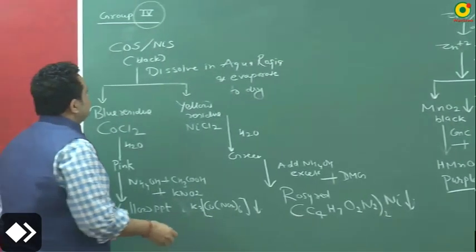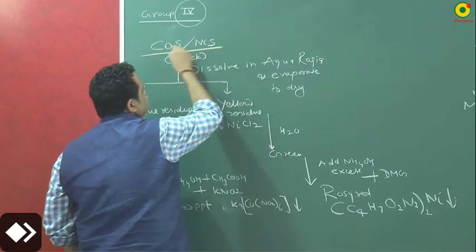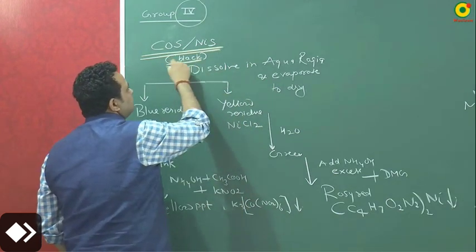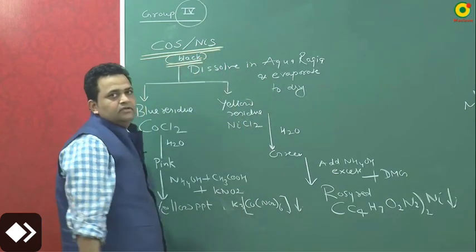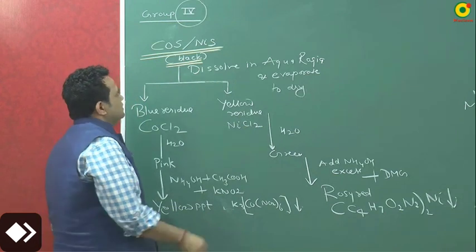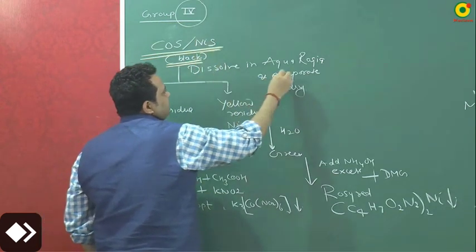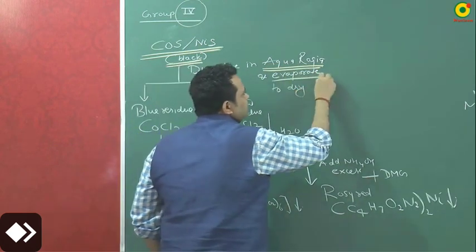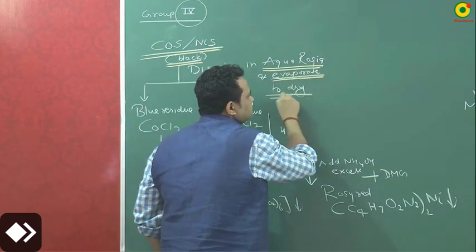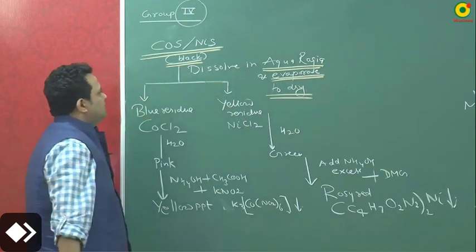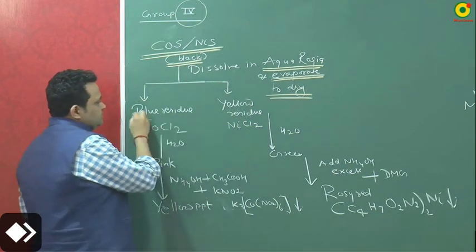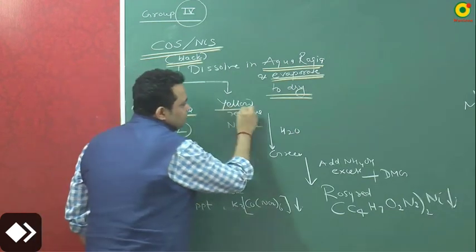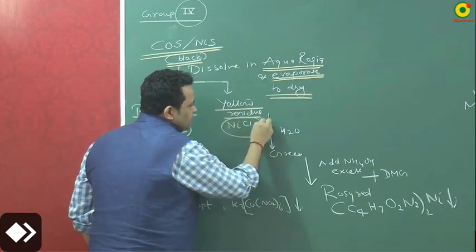Now we are seeing the testing for CoS or NiS. Both precipitates are black in color, CoS and NiS. So the next step is that we will dissolve this precipitate in aqua regia. After dissolving, we will evaporate this solution to dryness. Now what will happen? If a blue residue is obtained, it might be CoCl2. If a yellow residue is obtained, it might be NiCl2.